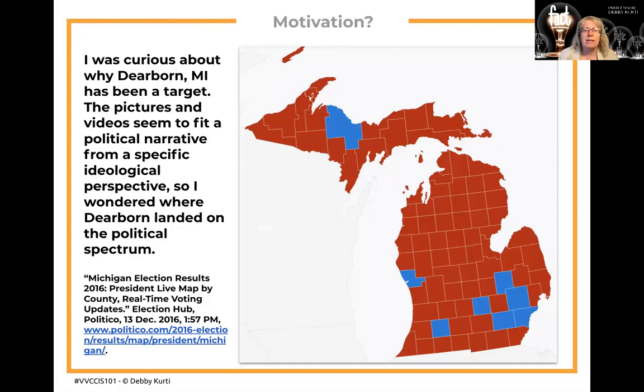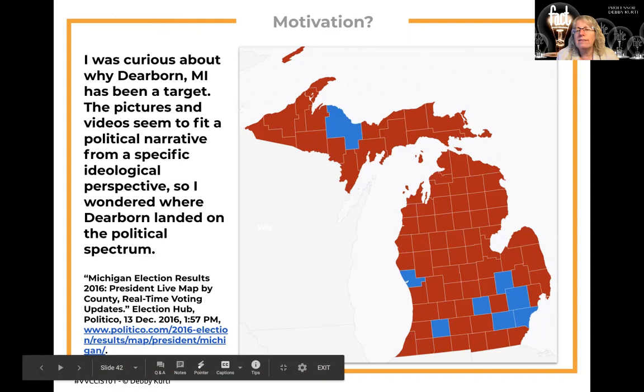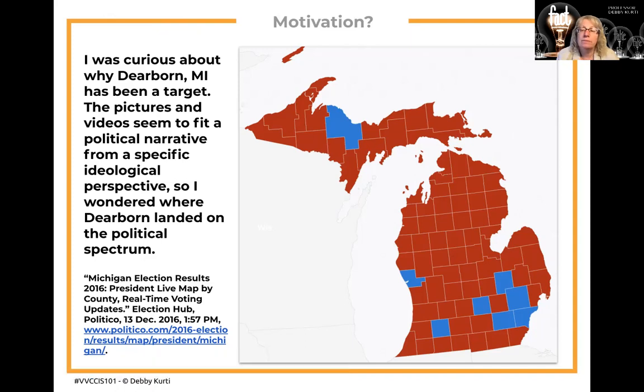So I went to the Michigan election result map. Politico has maps by state and by county for a lot of the elections, and you can just look. This is from the 2016 election results. Michigan's not a blue state. It's highly conservative. However, there are a couple of enclaves here. This whole area is the Detroit Dearborn area. So I'm like, huh, all right, that's interesting.